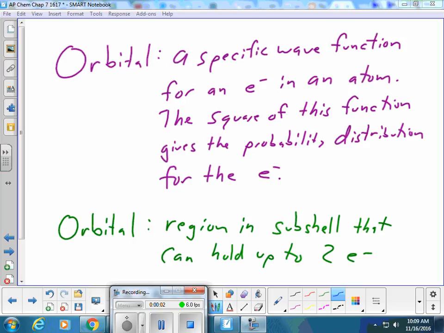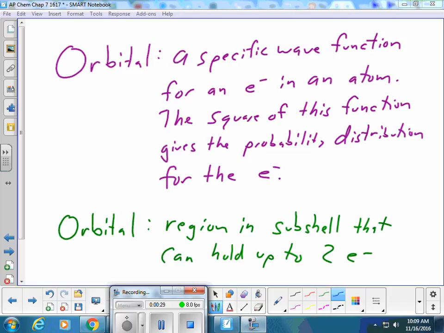In this video, we're going to take a look at orbitals and orbital filling diagrams. In purple on the board, I've got Zumdahl's definition for an orbital. It says it's a specific wave function for an electron in an atom. The square of this function gives the probability distribution for the electron. That definition is pretty complex, hard to understand. Then they're talking about squaring the function and doing probability distributions.